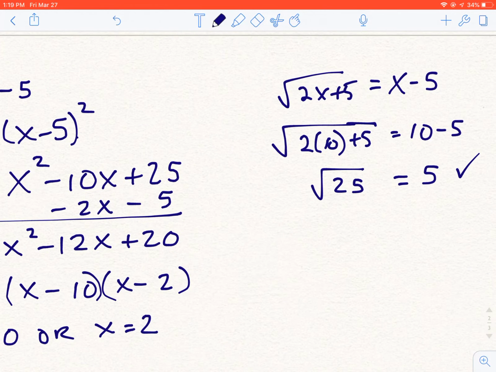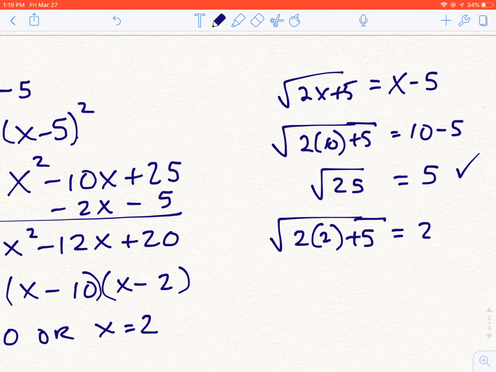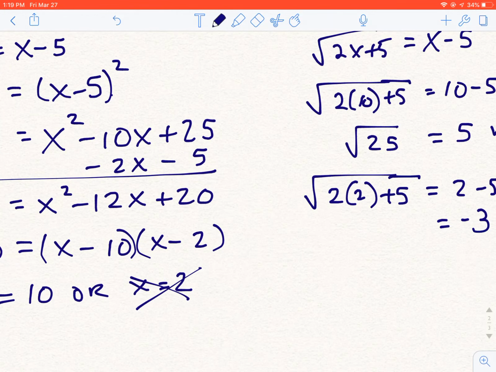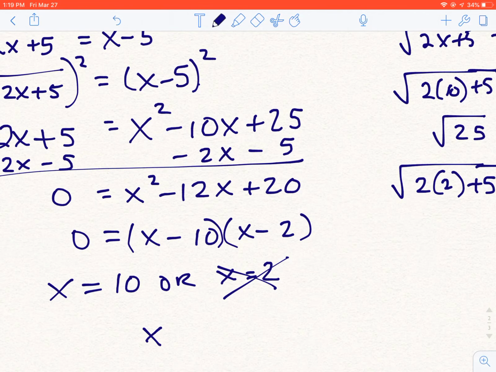How about 2? The square root of 2 times 2 plus 5, does that equal 2 minus 5? Look at the right side. That's going to be a negative 3. I can quit right there because my square root, remember, we're not taking those roots, so that's a no-go. So we throw away our 2, and we end up with just x equals 10. Okay?